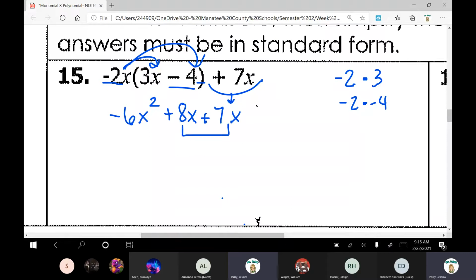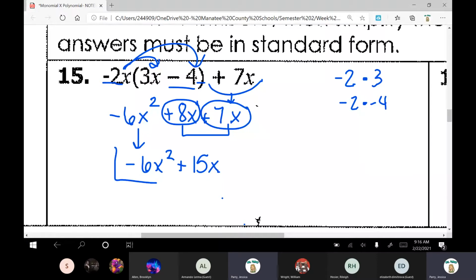They both have the variable of just x. So let's combine those together. Positive 8x plus 7x. 8 plus 7 is 15. Then just bring down that variable x. It's positive. And then bring down everything else in front. Negative 6x squared. And then plus 15x. There's nothing else to combine. And it's in standard form, alphabetical order, highest exponent first. So that means this now is your final answer. The negative 6x squared plus 15x, that would be your final answer for number 15.